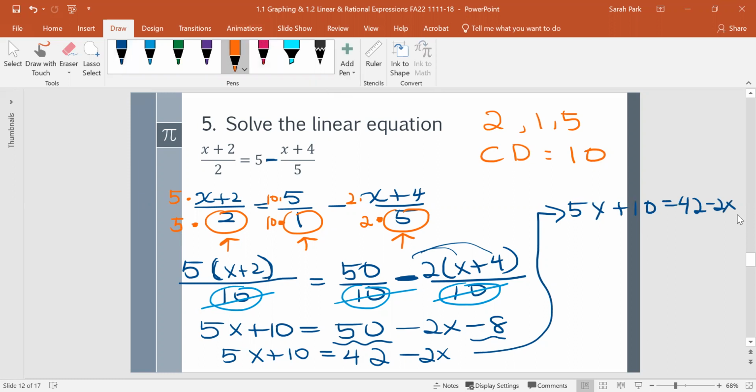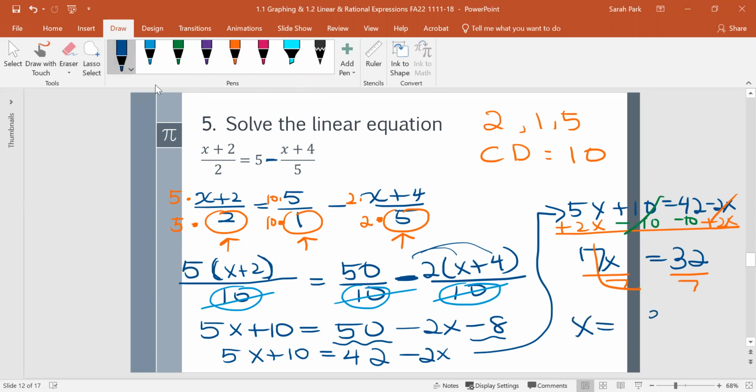I like moving my terms to the left-hand side. So we're going to add 2x to the left. At the same time, we can subtract this 10 on the right to cancel the 10 on the left-hand side. So we have 7x equals 32. And finally, we can divide both sides by 7. Canceling the 7 gives us x equals 32 over 7. Yes, sometimes our answers are not nice whole numbers. We can get a fraction as our answer. We got 32 over 7. Again, if you have time, say if you were taking a test, I would substitute it back in to make sure that it's the same value on both sides.